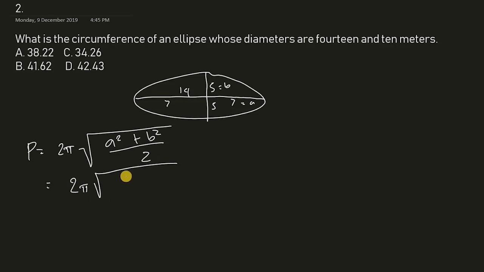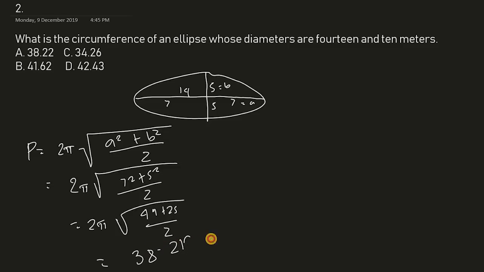That's 2 pi times the square root of 7 squared plus 5 squared divided by 2. That's simplified as 7 squared is 49, 49 plus 25, divided by 2. Grab your calculator. That would be equal to 2 pi times the square root of 49 plus 25 divided by 2. That would be equal to 38.219, or rounded off to 38.22. So we have our answer as letter A. Alright? Next.